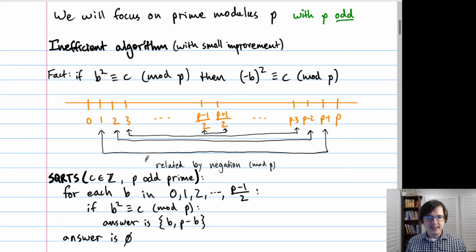So here's an algorithm. For each b in the range 0 through (p minus 1) over 2, and this is the only reason we really need p to be odd in this particular algorithm, so that it's an integer, we calculate b squared and check if it's c mod p. If so, then the answer is b and minus b, or p minus b. Otherwise, if that fails, the answer is the empty set.